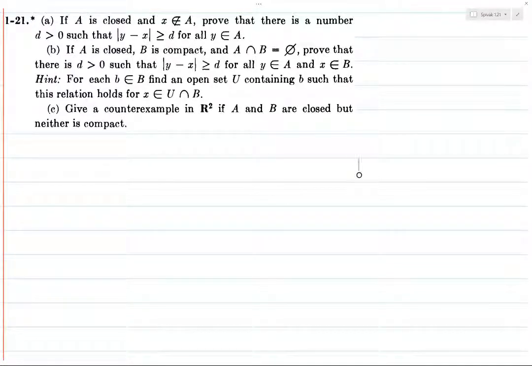Alright, so here we're proving that if A is closed and X is not in A, then you can set some number D such that the distance between X and any point in A is greater than or equal to D. So we're basically putting a bubble around A that you can expand a little bit and still not touch X.